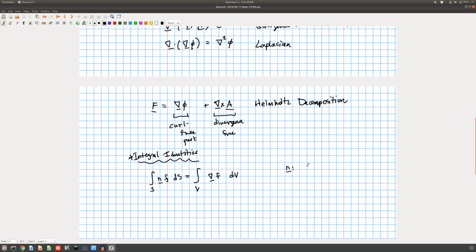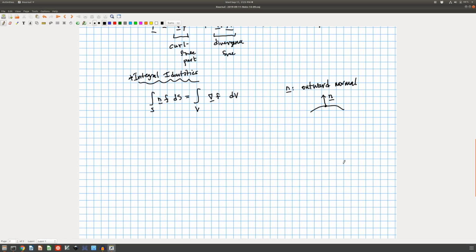And n here is the outward normal from some surface. So if I had a surface, I could have some outward normal vector. So that's for a scalar function. That one's a little uncommon, and I'm not sure if we're going to see it, but for completeness I included it.